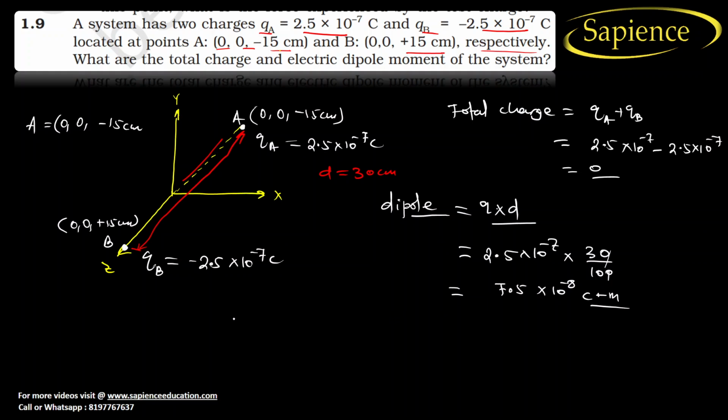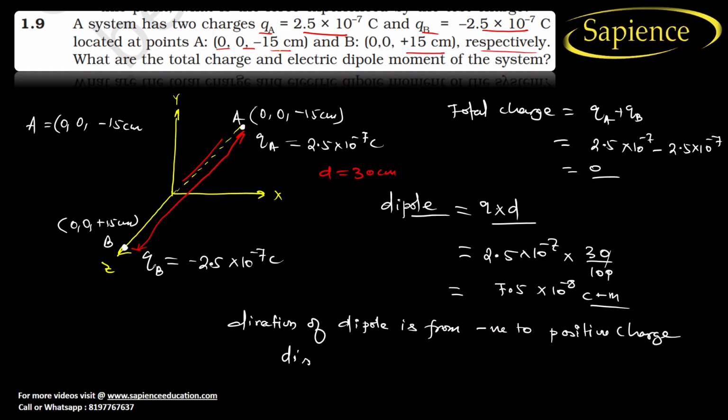Now the direction. Very important, direction of dipole is from negative to positive charge. So from here we can say that direction is along A. So I hope you have understood this one.